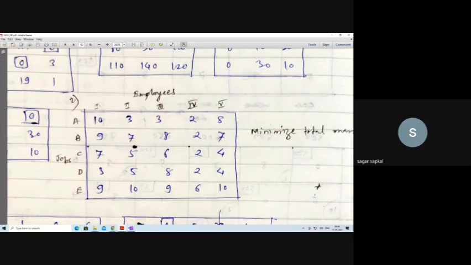A, B, C, D, E are the jobs given. Employees 1, 2, 3, 4, 5 are given, and the man hours required to assign job A to employee 1 is 10. To assign job A to employee 2 is 3. That way it is given, and it is required to make the assignment so that man hours, or total time, will be minimized. Take down this problem first.